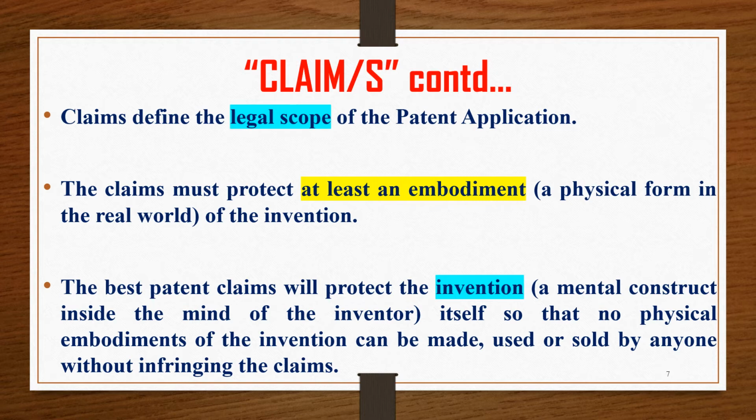Fine. The next point is the best patent claims will protect the invention. That is actually a mental construct inside the mind of the inventor. So we can read it like this: the best patent claims will protect the invention itself so that no physical embodiments of the invention can be made, used or sold by anyone without infringing the claims. So this is the difference between a normal claim and a best patent claim.